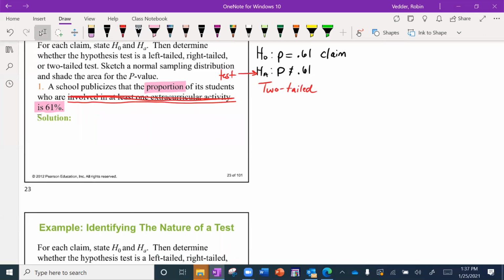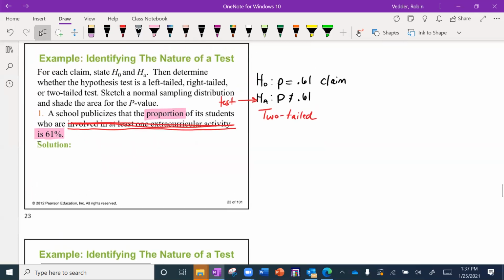I'm still confused with the why we're not looking at the one extra curricular activity. We're not looking at that because it's just talking about the proportion, and a proportion is either a percentage or decimal. Oh, no. You know when it says at least, the little alligator sign, that's how we were taught. Yeah, we're not doing that, just for that one, because a proportion is only a percentage.